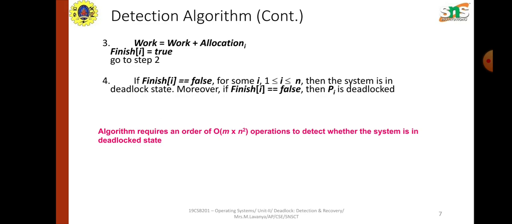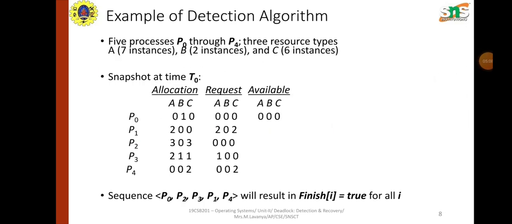That means the process requests a resource which is not available right now, and that resource is already held by another process. In that state, there is an occurrence of deadlock. So it is indicated as finish of i equal to false, where the process Pi is in the deadlock state. This is the method of deadlock detection.